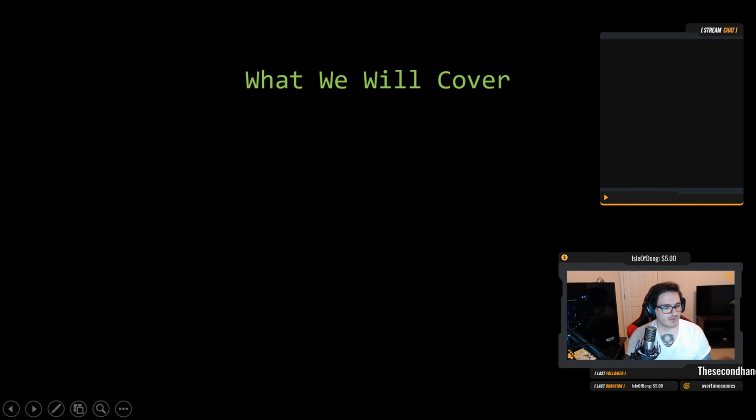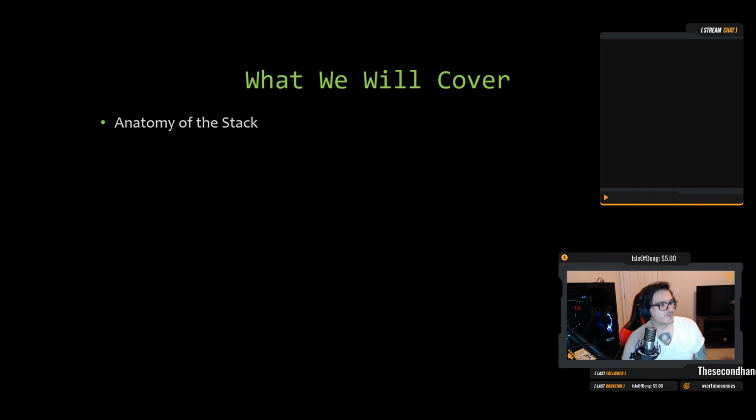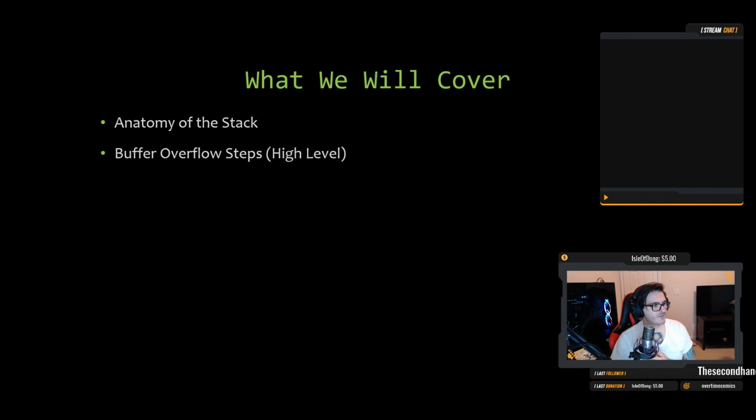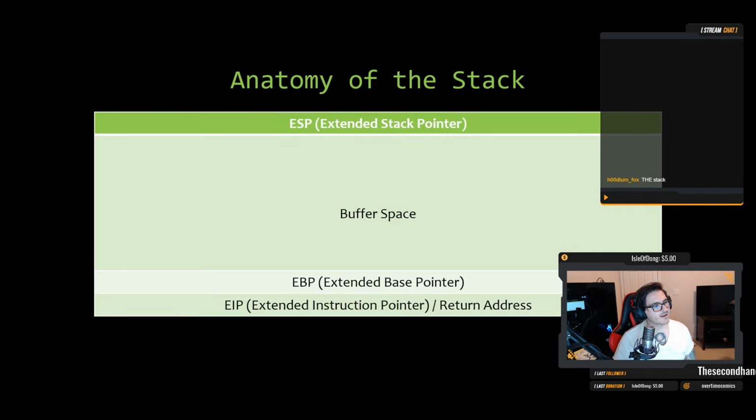So let's go ahead and talk about what we're going to cover. We're going to quickly go over the stack and what the stack looks like, why buffer overflows happen. We're going to talk about the buffer overflow steps at a very high level. I don't expect you to understand anything I'm talking about, but by the end of it, you'll say, hey, I actually know what he's saying, hopefully. And then we're going to talk about what tools we're using. Yeah, the stack. There's no other stack.